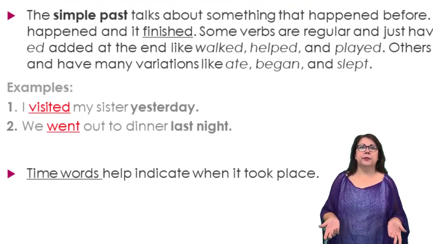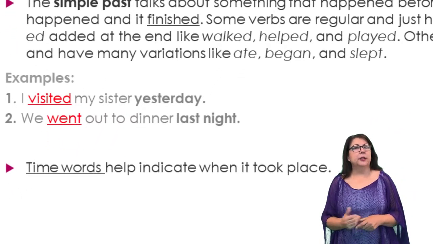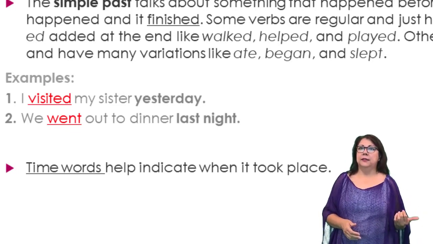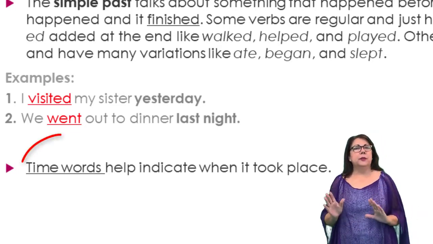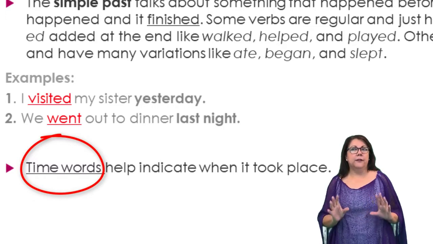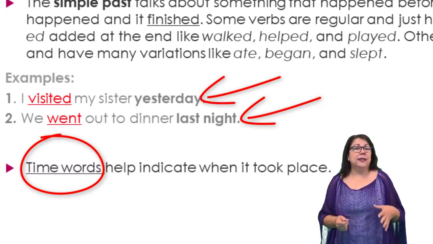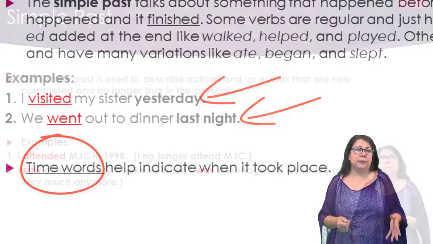So here's some examples. I visited my sister yesterday, okay? We went out to dinner last night. You notice some time words are here also that are very helpful, yesterday and last night, okay? And they indicate when the action happened.